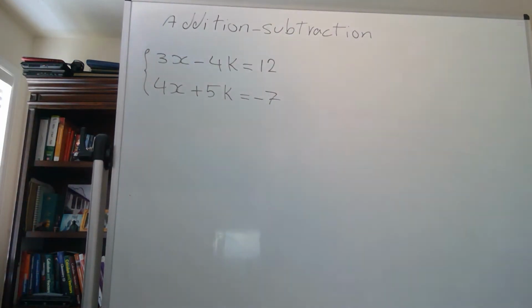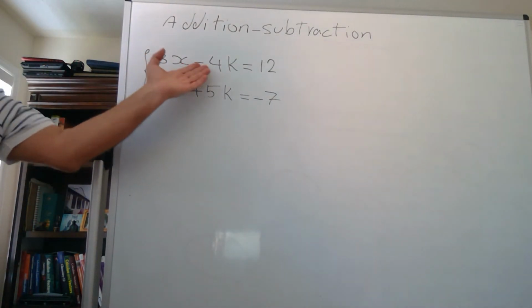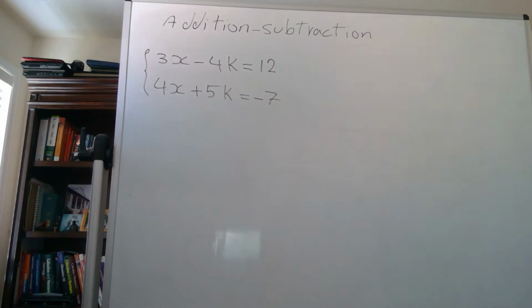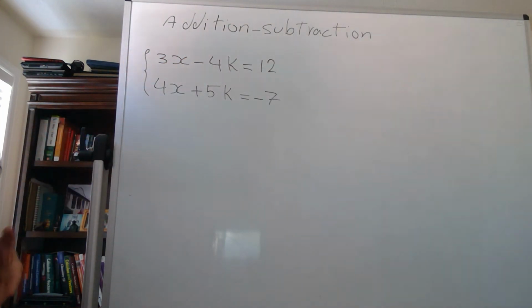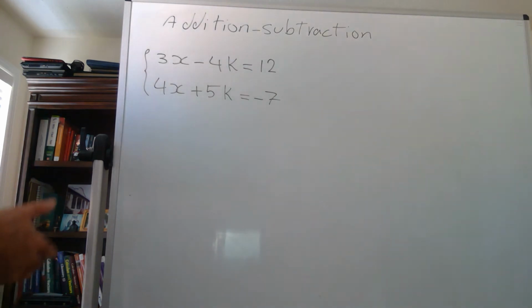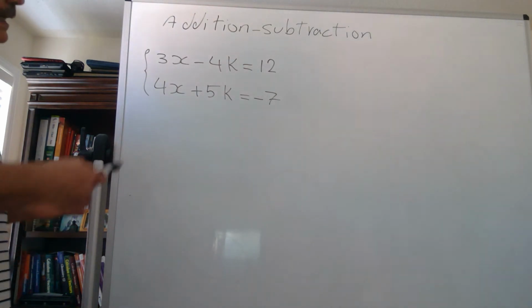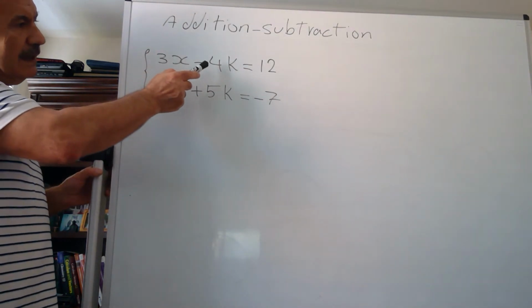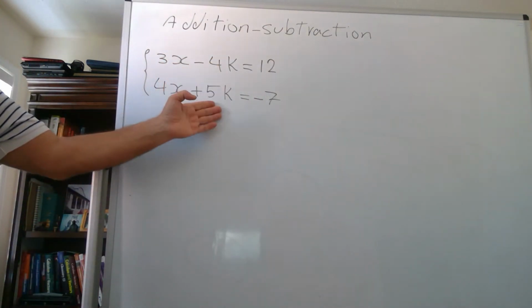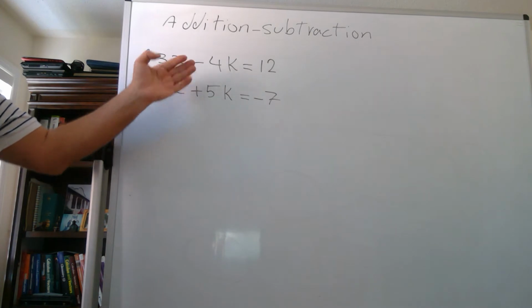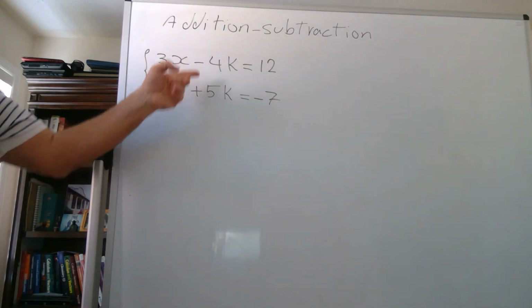Okay. Can you see in this one, it seems that we cannot eliminate any of the variables, but we can do it. Again, we have different methods. Look at this one. If this is negative and this one is positive, so if I want to eliminate this k, the sign is working, okay? But the number is not working.